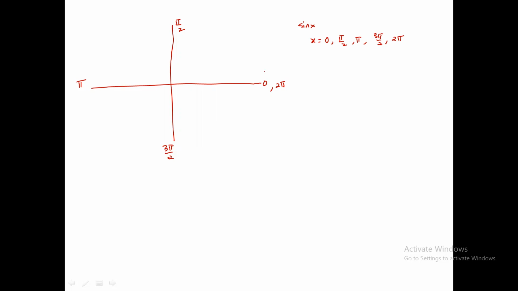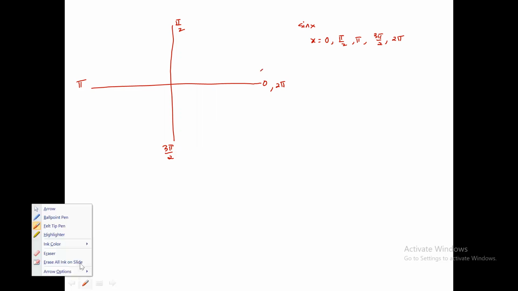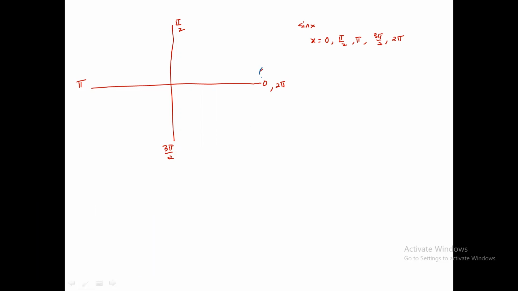If sine zero's value is 0, sine pi is also 0, sine 2 pi is also 0. Then sine pi by 2's value is 1. So opposite, sine 3 pi by 2's value will be -1.